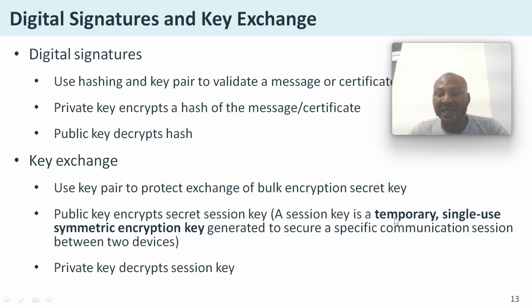In this case it's vice versa, right? Earlier we said the private key is used to encrypt hashes, while the public key decrypts hashes. Here we say the public key is used to encrypt session keys, while the private key decrypts session keys. So it's very important we understand that. There are times we have to use the private key to encrypt, and times we use the public key to encrypt. So it works vice versa, right?